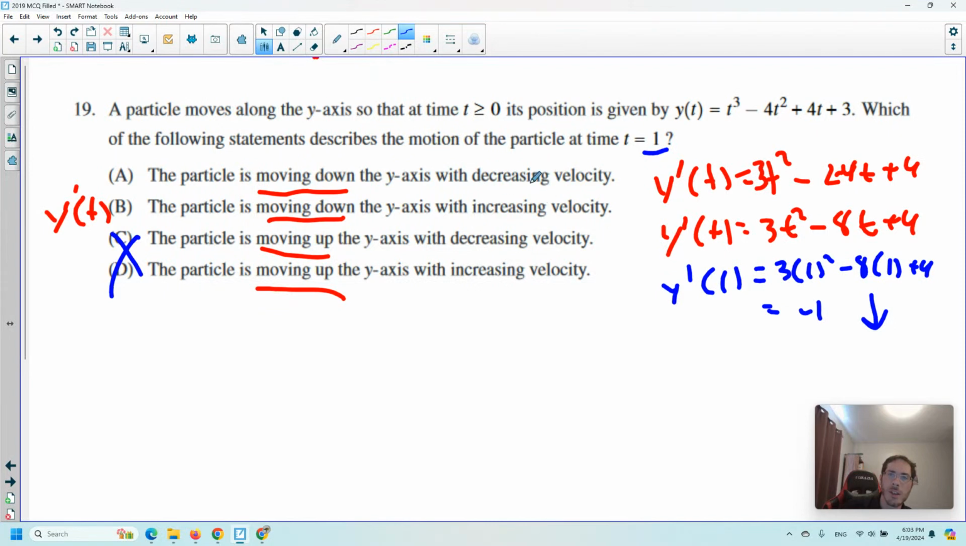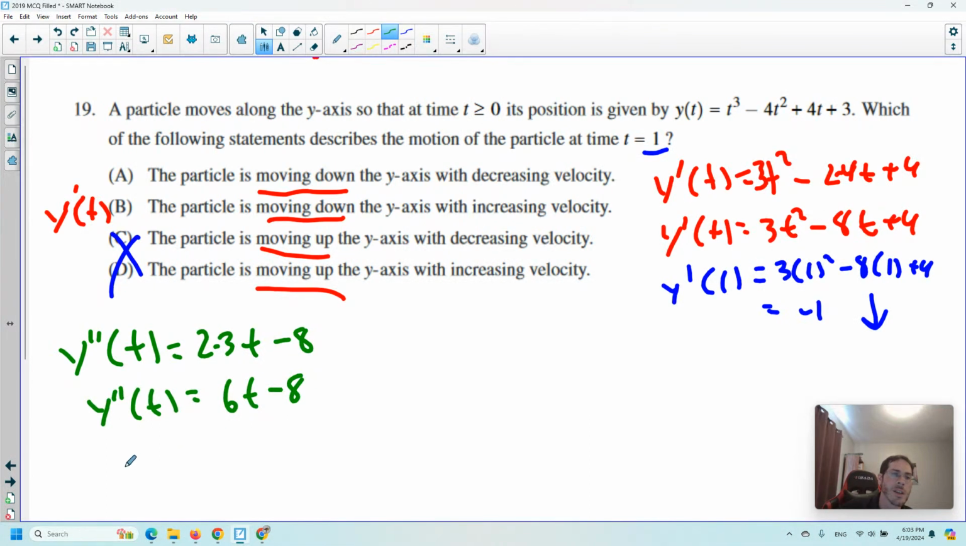Now we have to check the increasing or decreasing velocity. So now we got to find the slope of that. So we're going to do y double prime of t. So that's going to be 2 times 3t minus 8. So y double prime of t, 6t minus 8. Y double prime of 1 is going to be negative 2.